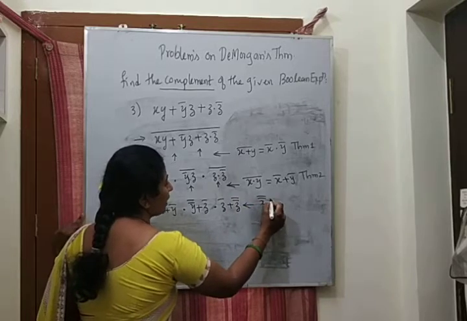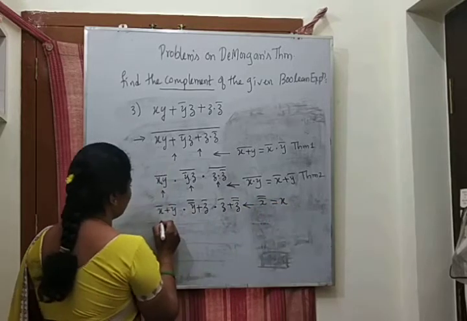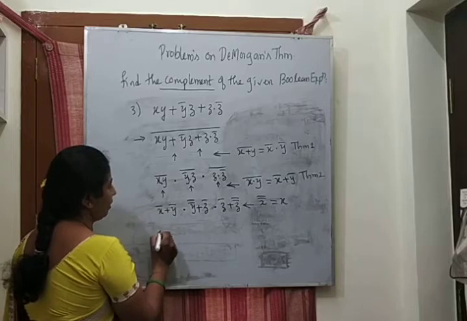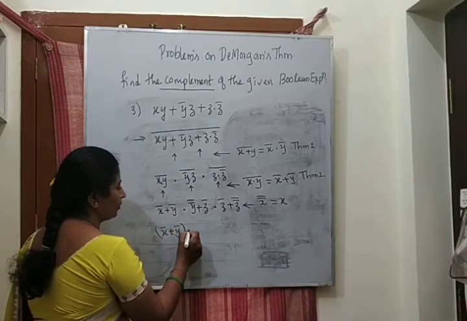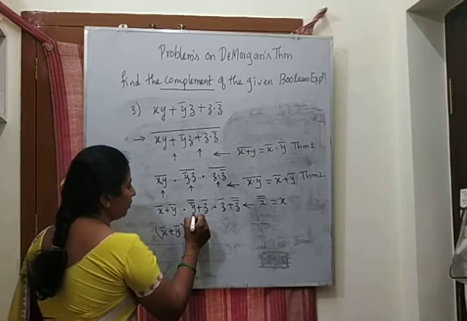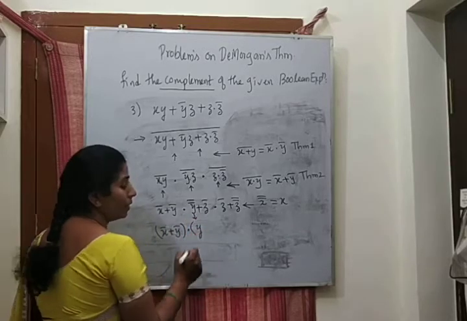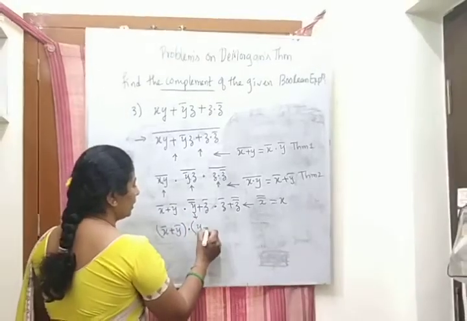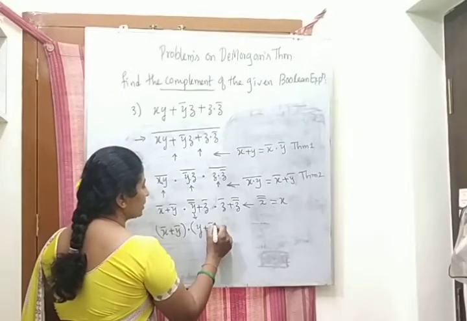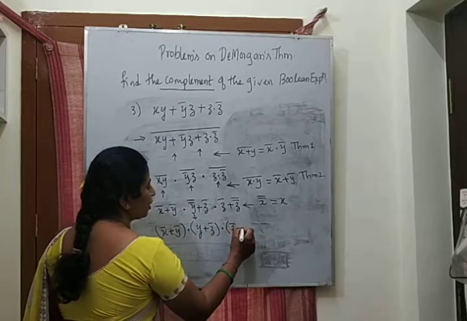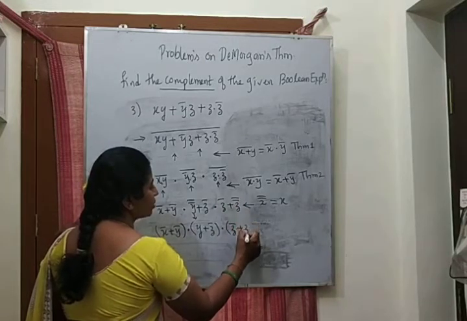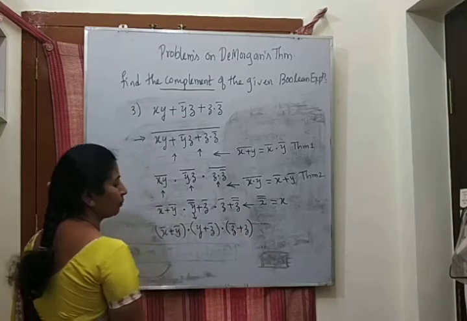Now x double dash can be written as x. So here we don't have any x double dash. X plus y as it is. Dot. Here we have y complement, y double dash can be written as y plus z complement. Dot will be as it is. Z dash plus z has a double dash, so you'll get a single dash.